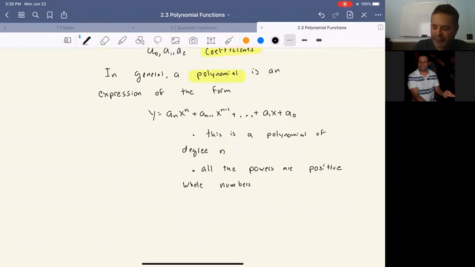They all have domain. Domain is given by negative infinity to infinity. So there's no domain restrictions. You don't have to worry about division by 0 or taking the square root of a negative number here.